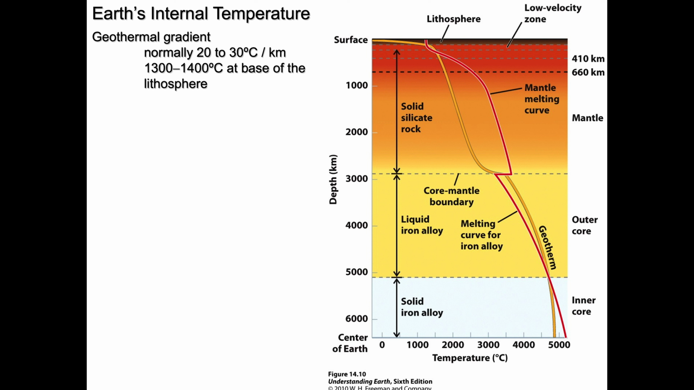By the time we get to the base of the lithosphere, we're well beyond the capacity for human life. We're at 1,300 to 1,400 degrees centigrade. And then beyond that, as we enter the core, temperatures rise from 3,000 to more than 6,000 degrees centigrade at the center of the Earth.